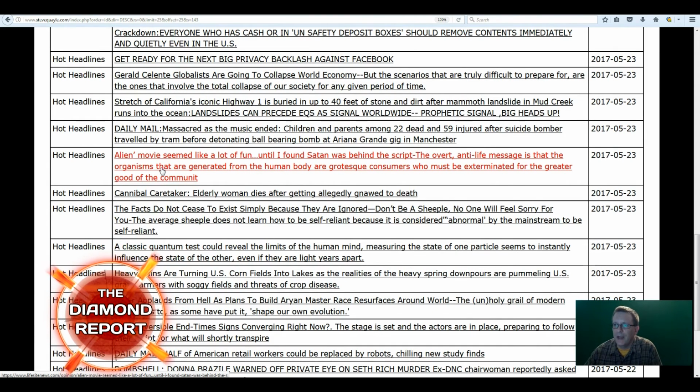The overt anti-life message is that the organisms that are generated from the human body are grotesque consumers who must be exterminated for the greater good of the community. That's on lifesitenews.com. From the Daily Mail, massacred as the music ended. Children and parents among 22 dead and 59 injured after suicide bomber traveled by tram before detonating ball-bearing bomb at Ariana Grande gig in Manchester.